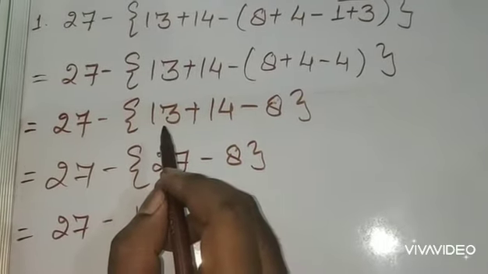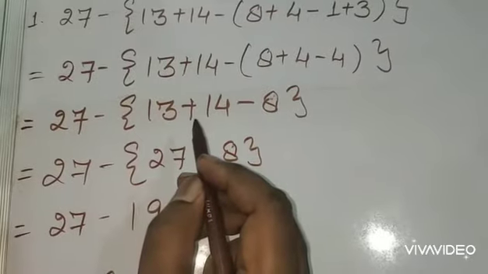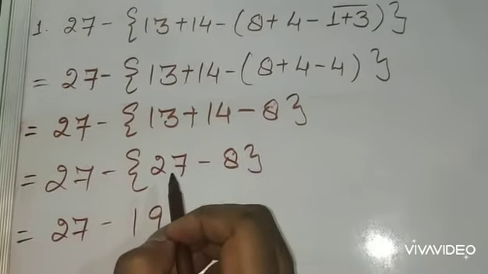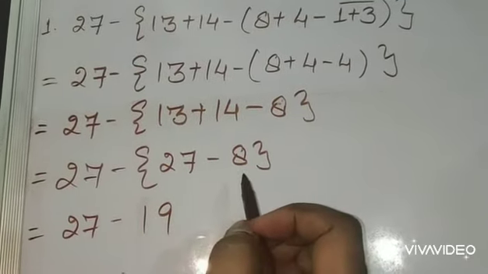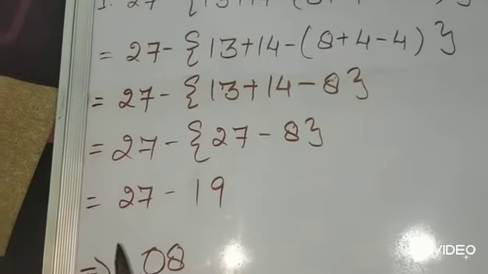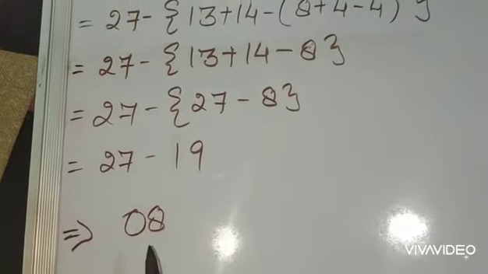So according to BODMAS, or we can say DMAS, the addition is coming first and then the subtraction. So here it will be 27 minus 8. After solving this part, we have removed the curly bracket. Now 27 minus 19, your answer is 8.